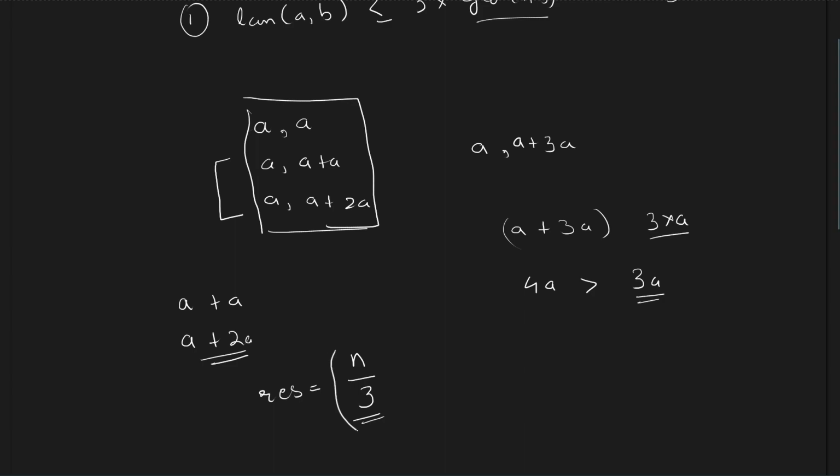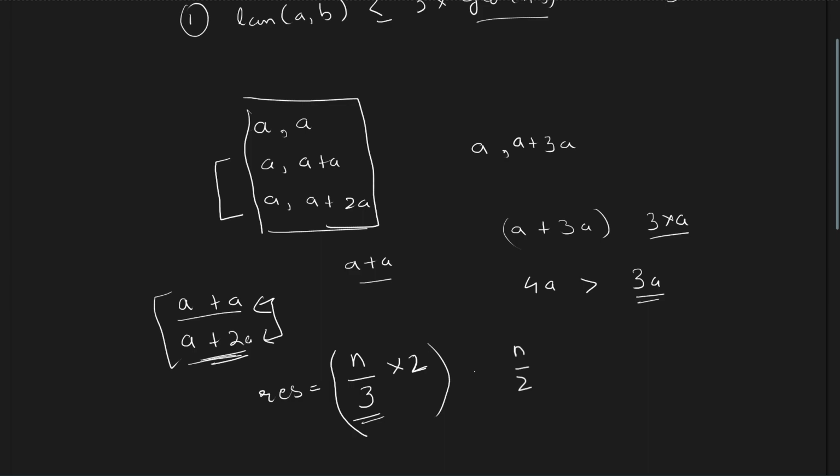These n by 3 numbers will each contribute two pairs to the final answer, because it will be A plus A and A plus 2A. Now there will be some numbers for which only A plus A exists and A plus 2A doesn't exist. We can find that easily by doing n by 2.